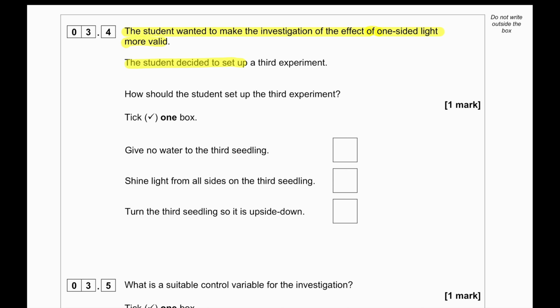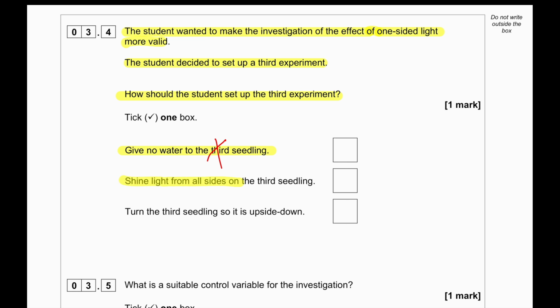The student decided to set up a third experiment. How should the student set up the third experiment? Let's see the options. The first option says give no water to the third seedling. Without water, the seedling wouldn't survive, so water must be kept constant.